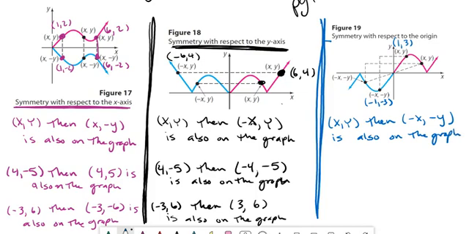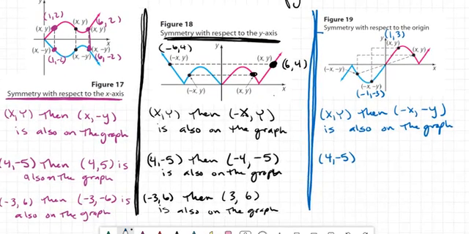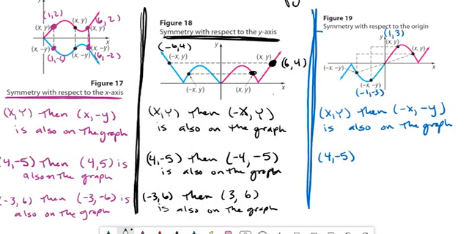All right, so let's practice the same 2 practice problems we used last time. So 4 comma negative 5. If the point 4 comma negative 5 is on the graph, and the graph has symmetry with respect to the origin, then we know that the point negative 4 comma positive 5 is also on the graph, right? Opposite of x, opposite of y. So opposite of x would be negative 4. Opposite of y would be positive 5, is also on the graph.